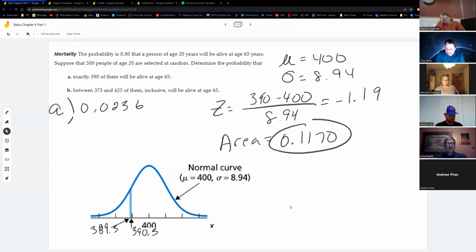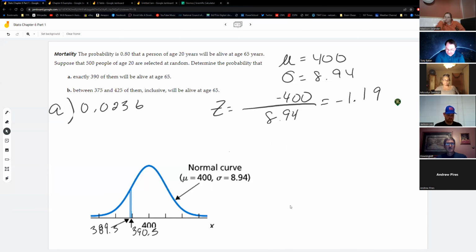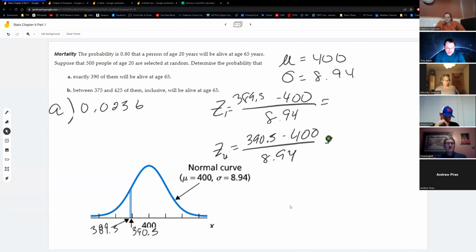So if we did, instead of the 390, we did 389.5, and then we did 390.5 minus 400 over 8.94. So we're gonna do both of those. And while you look at them, it's like, okay, those are gonna be pretty close, and they are. It actually is gonna be pretty close to the same answer, but they're gonna be slightly different. And that's gonna be enough to get 9.5.